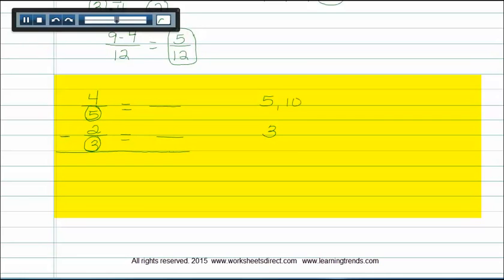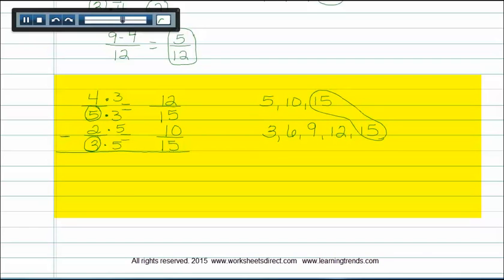We're going to find multiples of 5 and multiples of 3. We'll do 5, 10, and 15. And for 3, we'll keep going and see if we can find a common one. So we've got 3, 6, 9, 12, and 15. We'll stop there because we see that 15 is a common multiple. Therefore, 15 will be our common denominator. And we're going to finish and create our equal fractions. 5 times 3 is 15. 4 times 3 is 12. And 3 times 5 is 15. And 2 times 5 is 10.